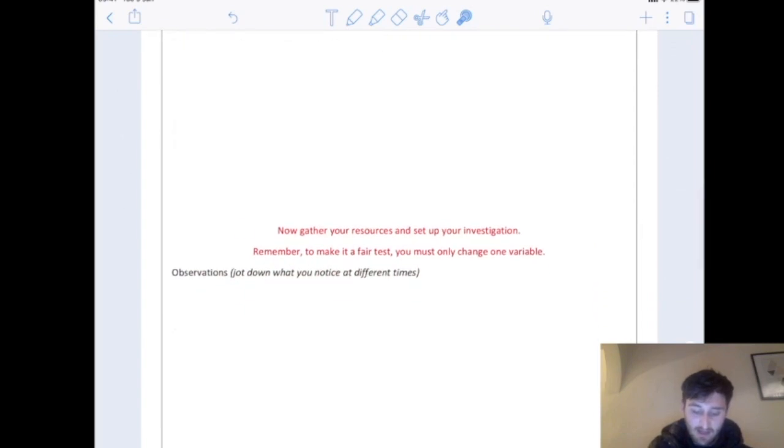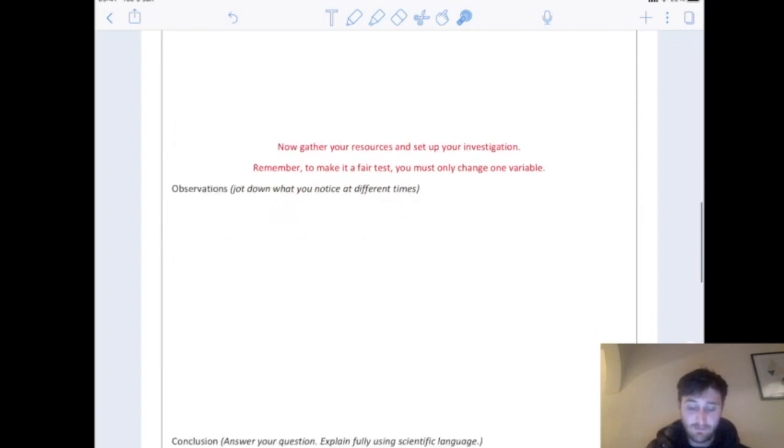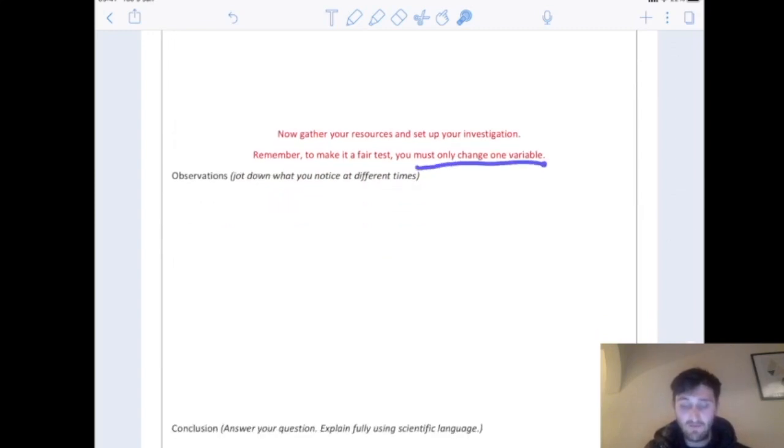Then after that, gather your resources and set up your investigation. You may well have already done that. And remember to make it a fair test. It says you must only change one variable. A variable is something that is different. And our variable in this science experiment is the position or the place where we put it. So for example, one is by the radiator, one is by the window. We are changing the location of that.